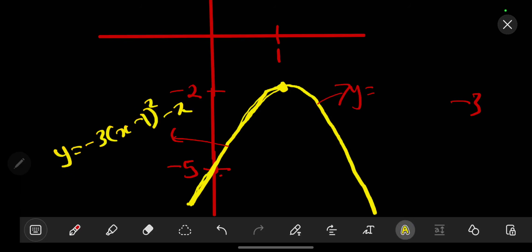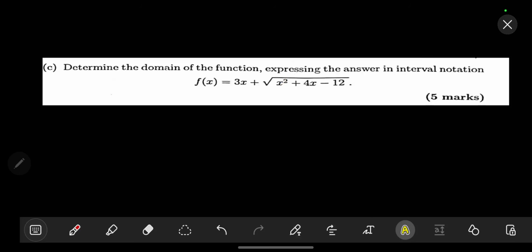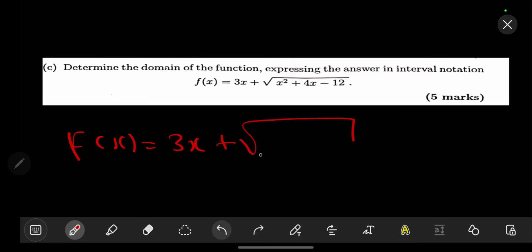Let's move on to our next question. So our C is saying that our f of x should be equal to 3x plus the square root of x squared plus 4x, then we have minus 12.